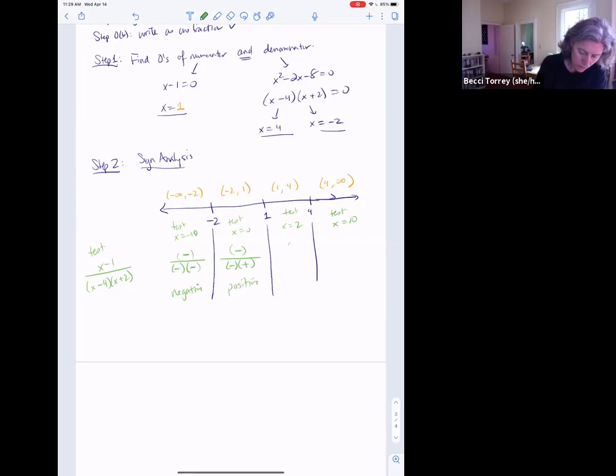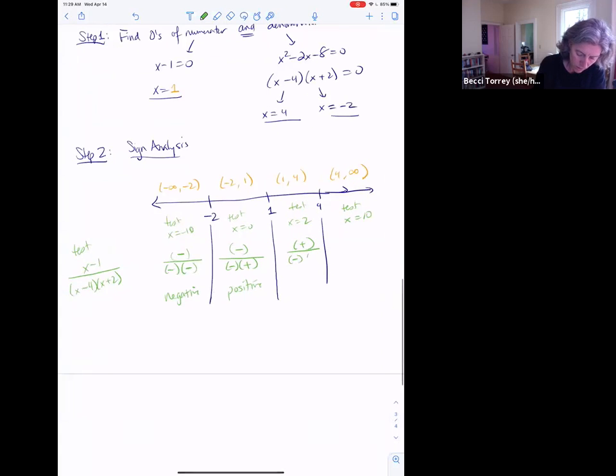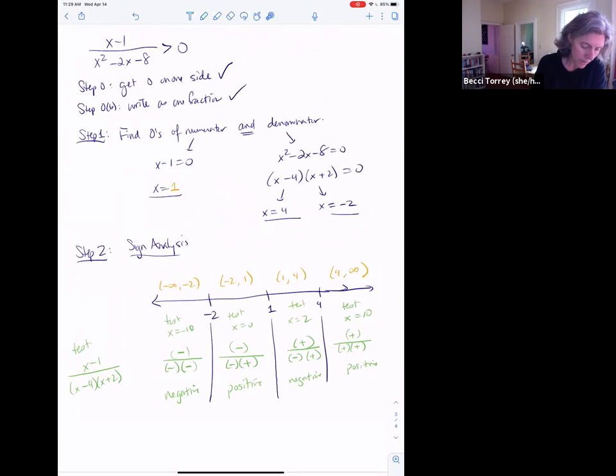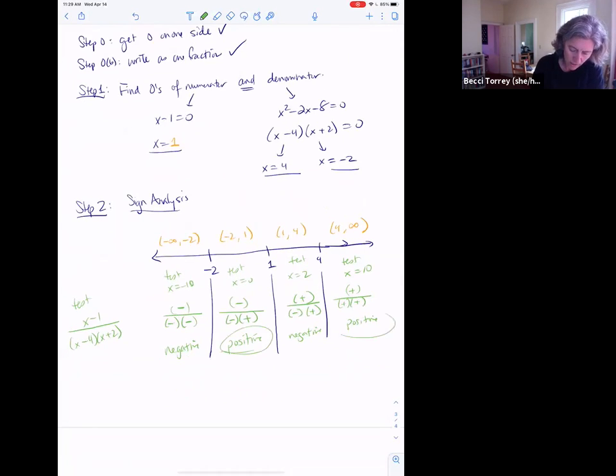If I plug in x equals 2, 2 minus 1, this time the numerator is positive. 2 minus 4 is still negative. 2 plus 2 is also positive. So 1 negative gives us a negative number. And then plugging in 10, we get positive on the top and positive times positive on the bottom. So overall, we get a positive number. And then we go back, and in our inequality, we want this thing to be bigger than 0. So in this case, we want the positive regions, which is minus 2 to 1 and 4 to infinity. So our answer is minus 2 to 1 union 4 to infinity.